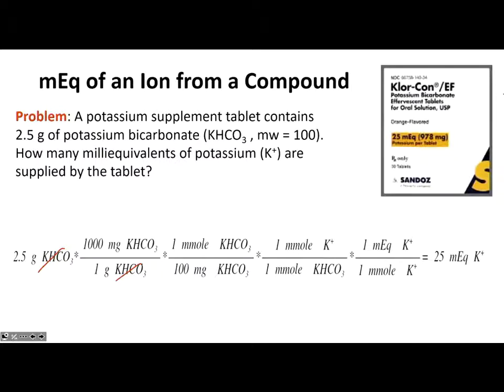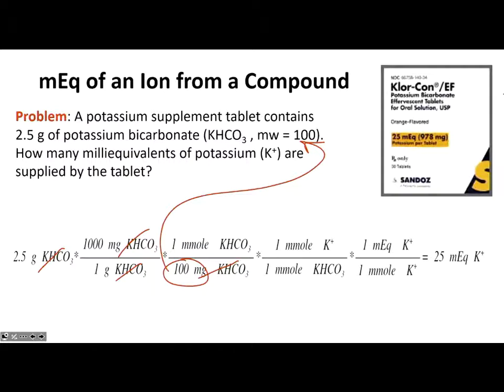So I have 1 millimole of potassium bicarbonate per 100 milligrams, okay? And the 100 milligrams comes from where? That's the molecular weight, so that's why I'm dividing by the molecular weight. I'm now in the number of molecules. Is everyone okay so far? I've converted my weight from grams to milligrams, and now from milligrams to the number of molecules, which is millimoles.